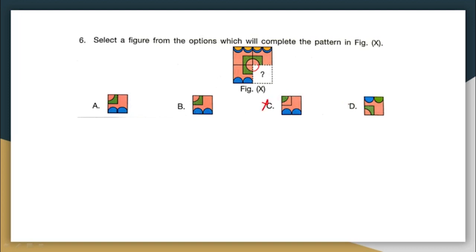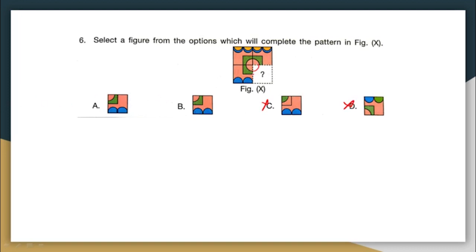Again, if I place D, how will I place it? If I place it like this, then the figure itself will change, right? There will be 2 circles here, 2 half circles here. There will be some incomplete figure here. So that's also the wrong answer option. You are left with these 2 options. It has to be one of these.